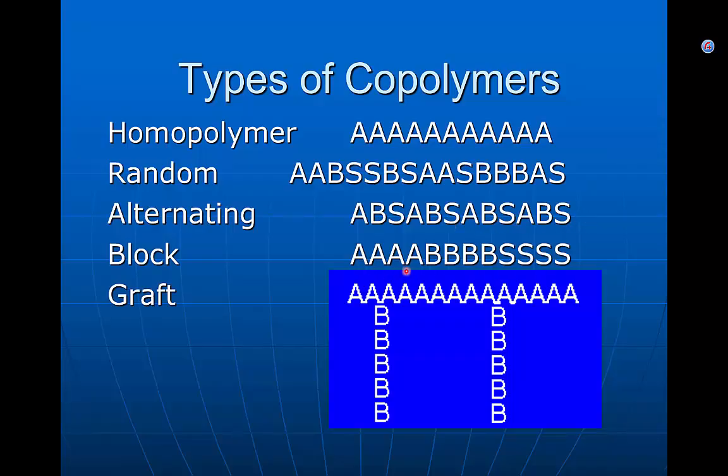You could build blocks. You could put a bunch of A's together, a bunch of B's together, a bunch of S's together, and then stick them together and make a block copolymer. And we could graft. So a backbone of acrylonitrile with butadienes coming off the sides instead of a hydrogen or something sticking there. And so graft copolymers.